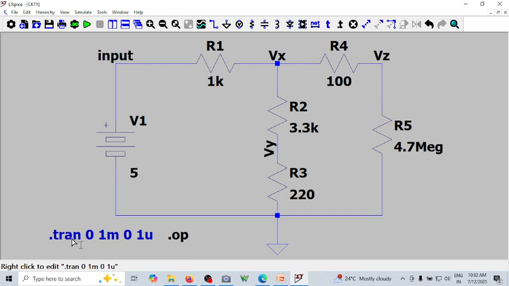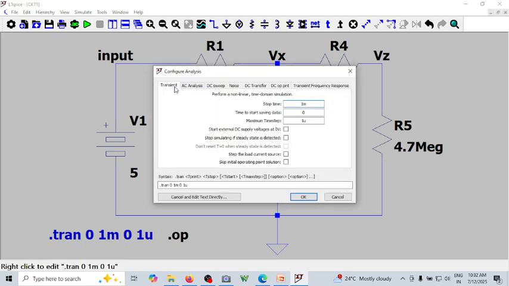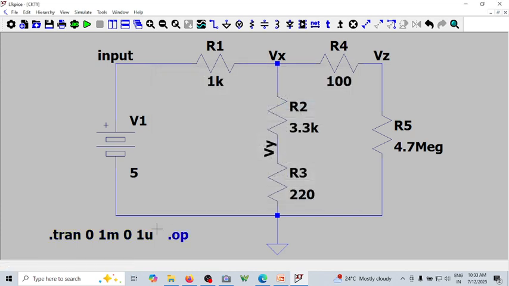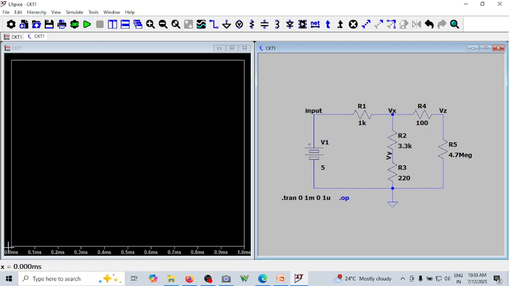Now it is blue, which means you are commenting this. If you want to do transient, click on this, select transient, say OK. Now this is black, this is blue. Now you can see a transient analysis. Let me run. What does this say? Start saving data from 0. It will simulate up to 1 millisecond and show me the result. See, now the result is from 0 to 1 millisecond. This is the time that we have set.